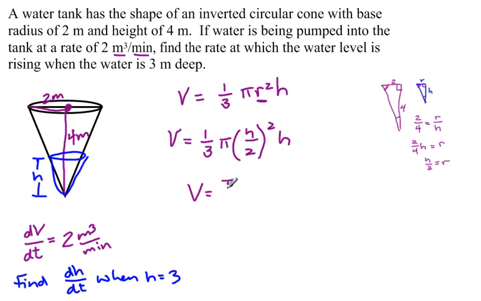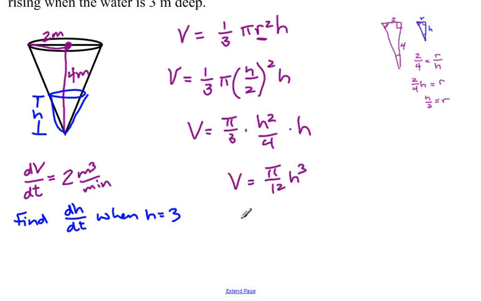So we'll make this pi over 3. We're going to square this. h squared over 4 times h. Clean it up one more step. Pi over 12 h cubed. And look at that. What a nice equation to take the derivative of. We simply have dV/dt equals pi over 4 h squared times dh/dt. Isn't that lovely?